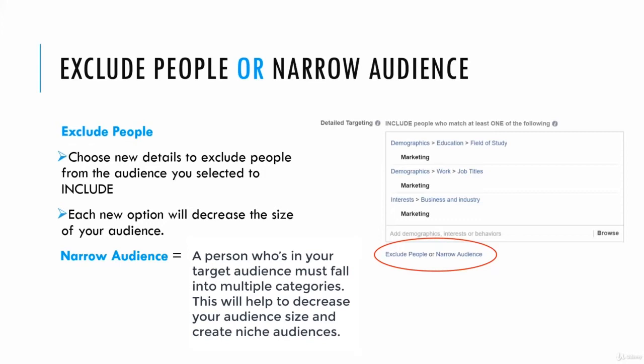Each new option you choose to exclude will decrease your audience size. Now the second one, narrow audience, you will choose new targeting details that will greater refine your audience. So this visual is a great one. Here's your current audience, marketing, marketing, marketing, overlaid with my new criteria, Twitter, and the people who like both, this in between, there's my new audience.